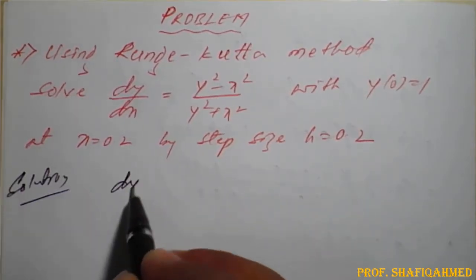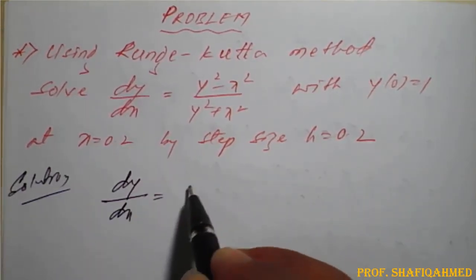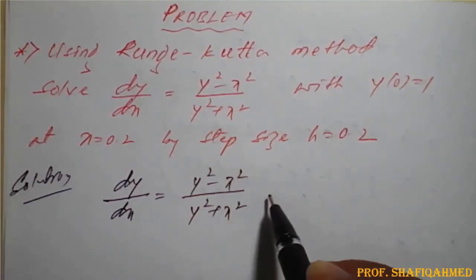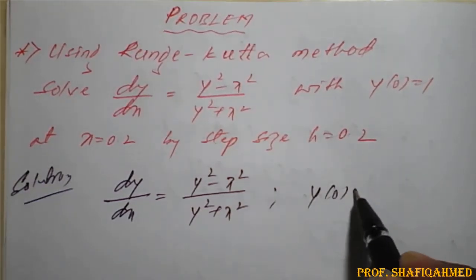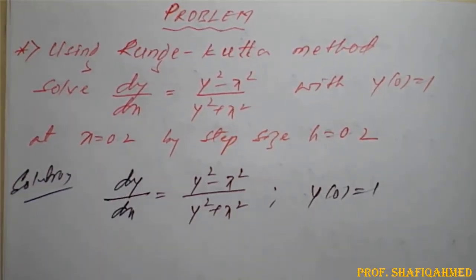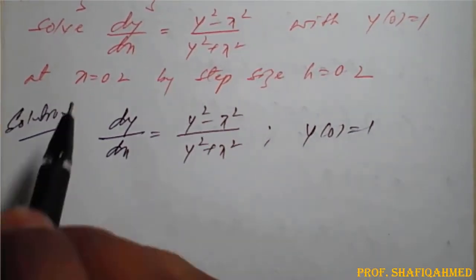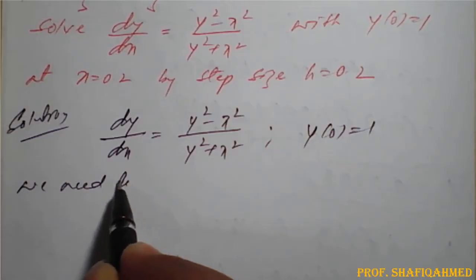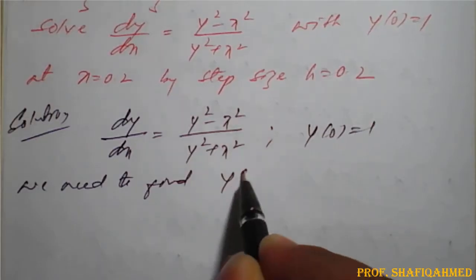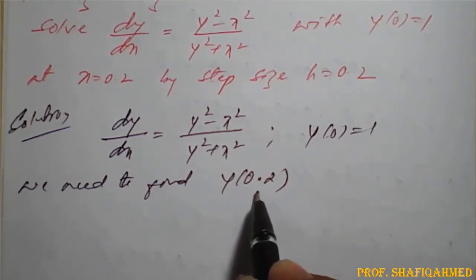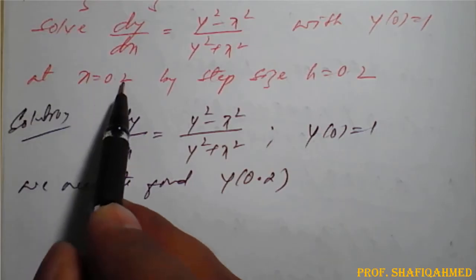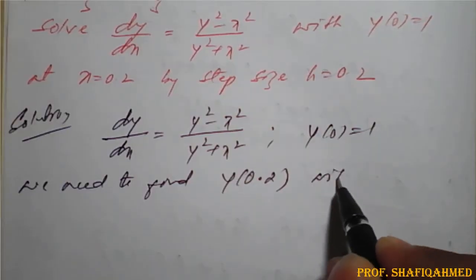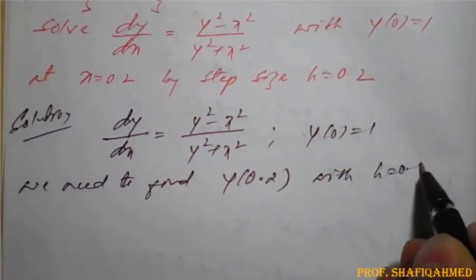So given data is dy by dx is equal to (y square minus x square) divided by (y square plus x square) they have given. So y of 0 is equal to 1 they have given, and we need to find the value of y at 0.2. So we need to find y of 0.2. So I have taken this here at x is equal to 0.2 by step size. So we need to find y of 0.2 with h is equal to 0.2.